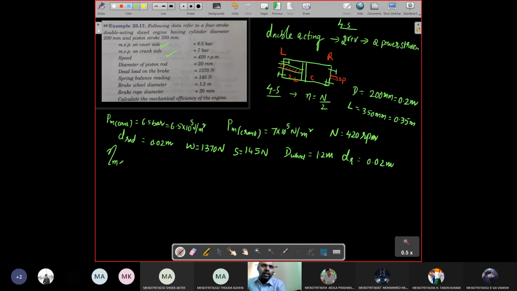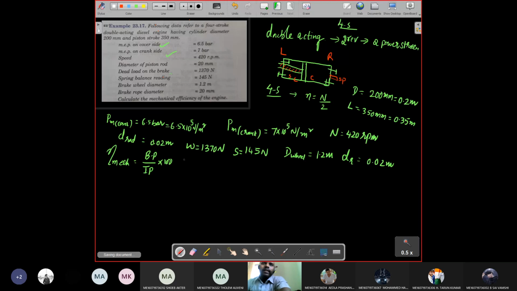Now, how do we calculate mechanical efficiency? Output power by input power into 100, that is brake power by indicated power into 100. That is the mechanical efficiency. Now what is the difference between this problem and the previous problems? Can anyone tell me? Single acting, sir. Yes, earlier we discussed single acting and this is double acting.